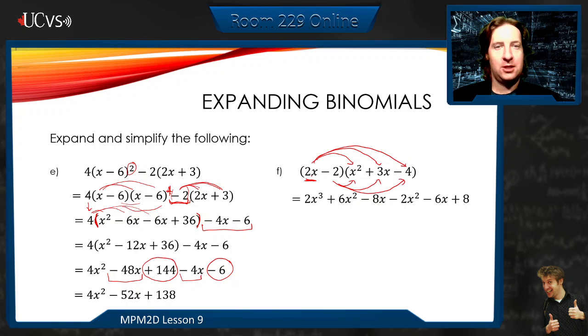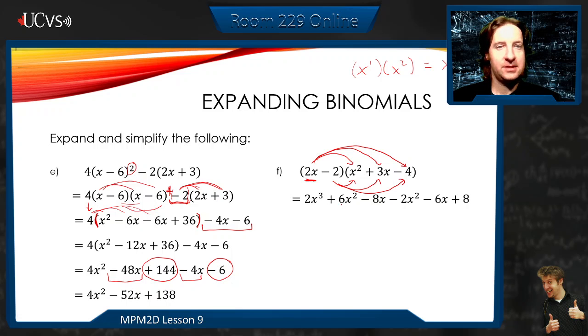How did I get this? 2x times x squared. That's going to give me 2x cubed. Okay, so remember your x is just x to the 1, x squared. If I'm multiplying powers and they have the same base, we're going to end up with x. What's 1 plus 2? It's 3. Okay, so 2x times x squared is going to actually be x cubed. So 2x cubed. And then the next term is going to be 2x multiplied by 3x.